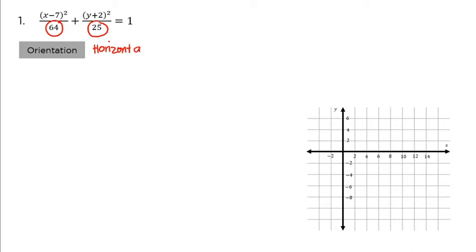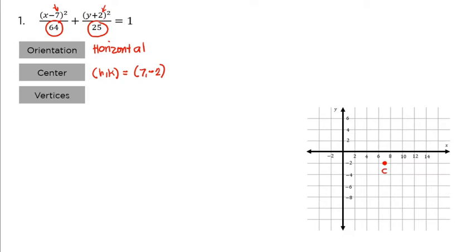Okay, so we have this one. Next, for the center, that is just (h, k), right? So our h is 7. Our k is negative 2 from our standard equation. So we have (7, negative 2) here in our center. And (7, negative 2) is located here. Okay? So this is our center. Okay? Next is for the vertices.